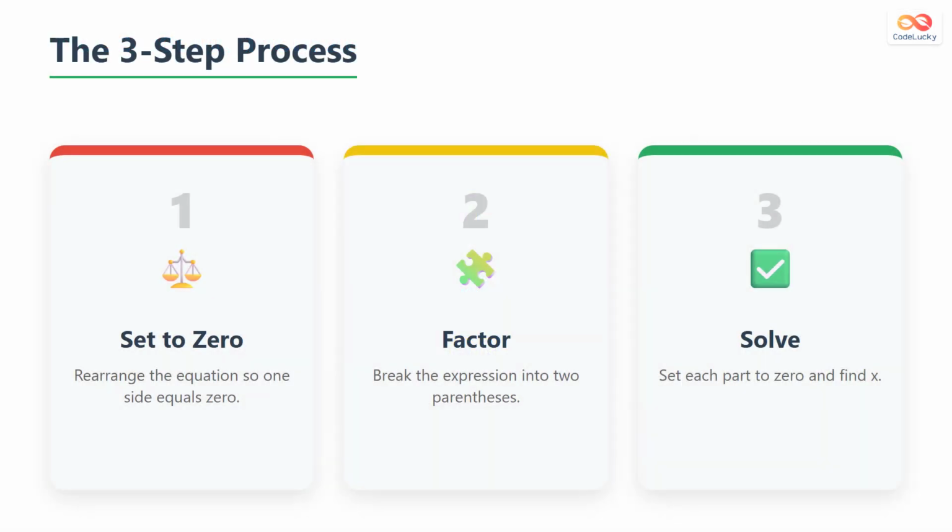There's a three-step process to solve these problems. Step 1 is to set the equation to 0. Step 2 is to factor the expression into two groups. And step 3 is to solve by setting each group equal to 0 individually.